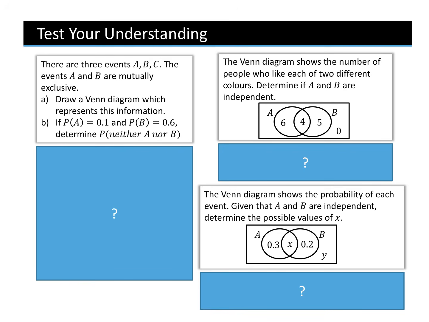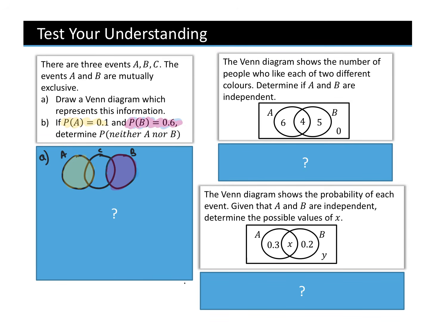Okay, so there are 3 events, A, B and C. The events A and B are mutually exclusive. So that means A and B don't touch. So to draw a Venn diagram, you could draw 3 circles. You're going to have A and B, they're mutually exclusive, and C's in the middle. Then it says the probability of A is 0.1. So this whole of A is 0.1. Then it says the probability of B is 0.6. So this whole area here, I'm going to use a different colour, everyone, this whole of B is 0.6. Okay?